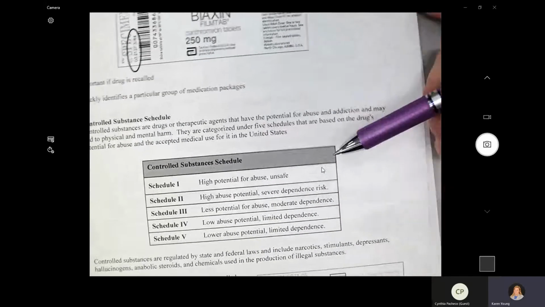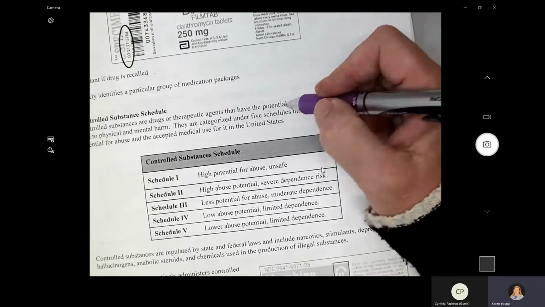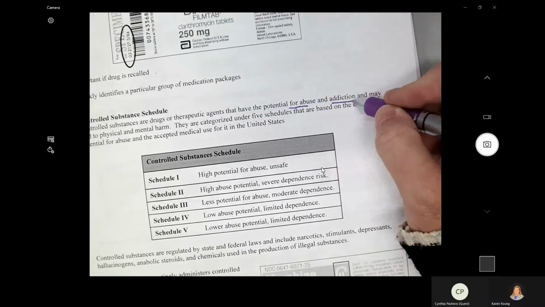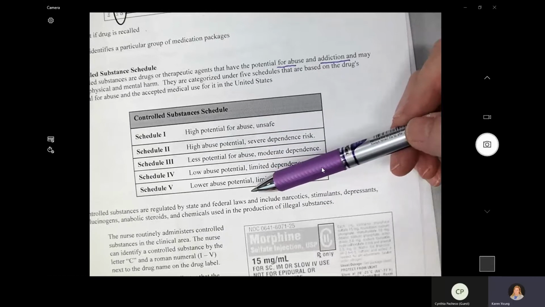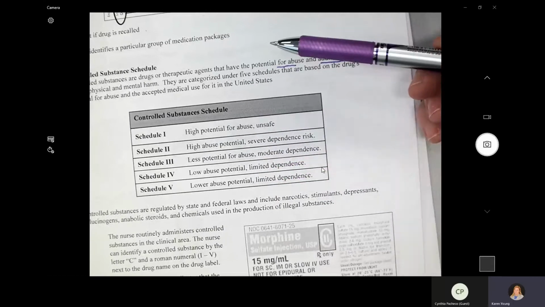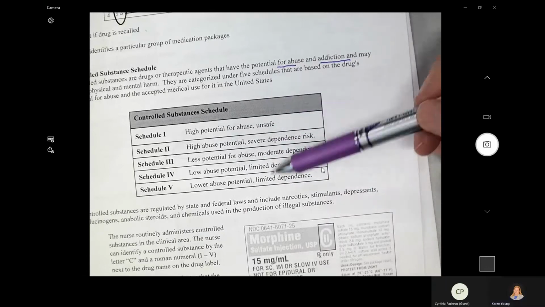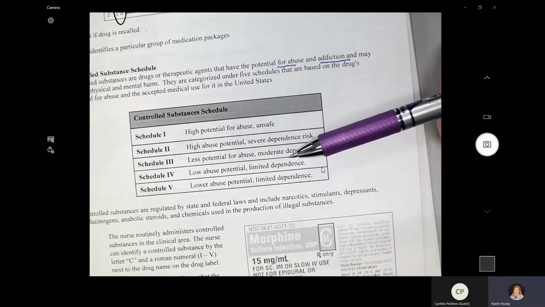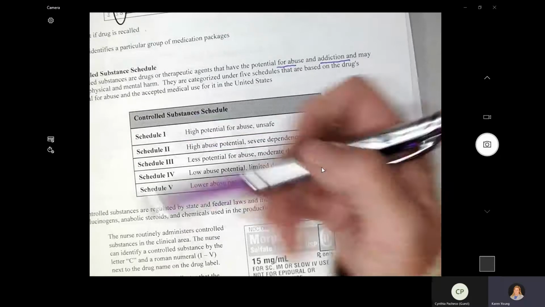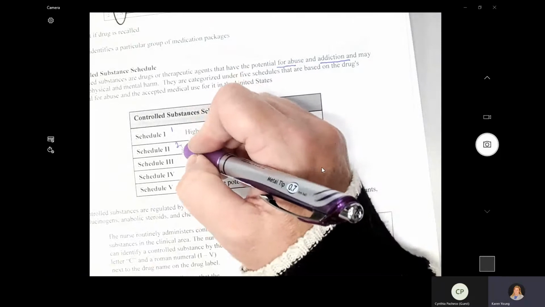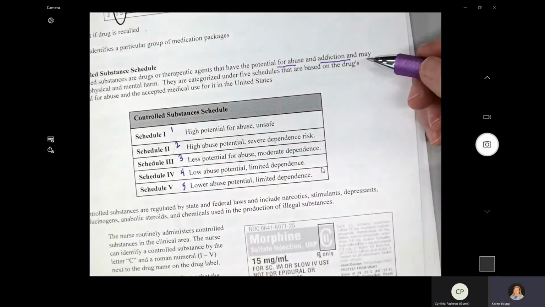Then we have our controlled substances. These are drugs or therapeutic agents that have the potential for abuse or addiction. And to me, this is backwards. A Schedule 5 should be the highest and Schedule 1 should be the lowest. Well, it's backwards to me because the Schedule 1 is the highest potential. A Schedule 5 has the lowest potential. Okay, but this is how they're classed. These are Roman numerals. This is 1, this is 2, 3, 4, and 5. So you need to know at least your Roman numerals up to 5.